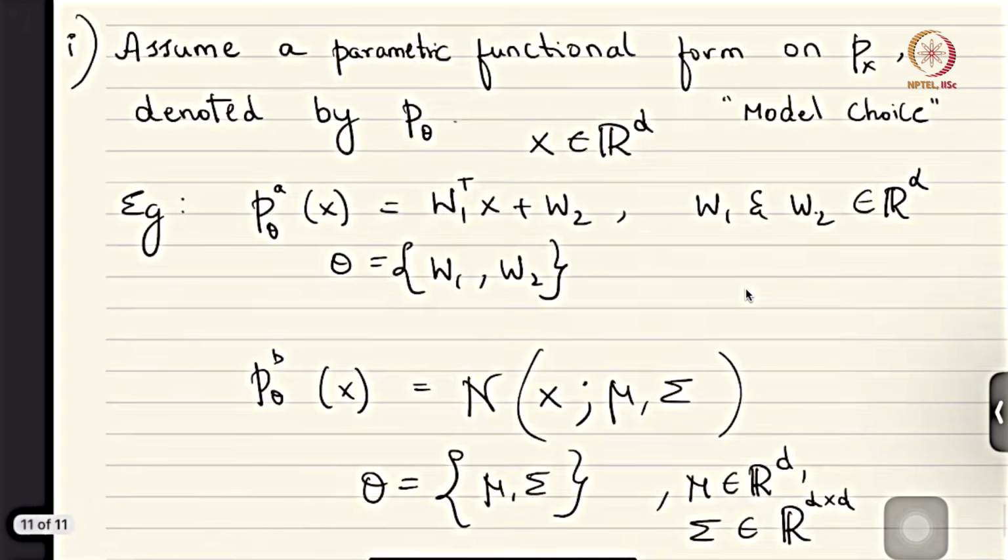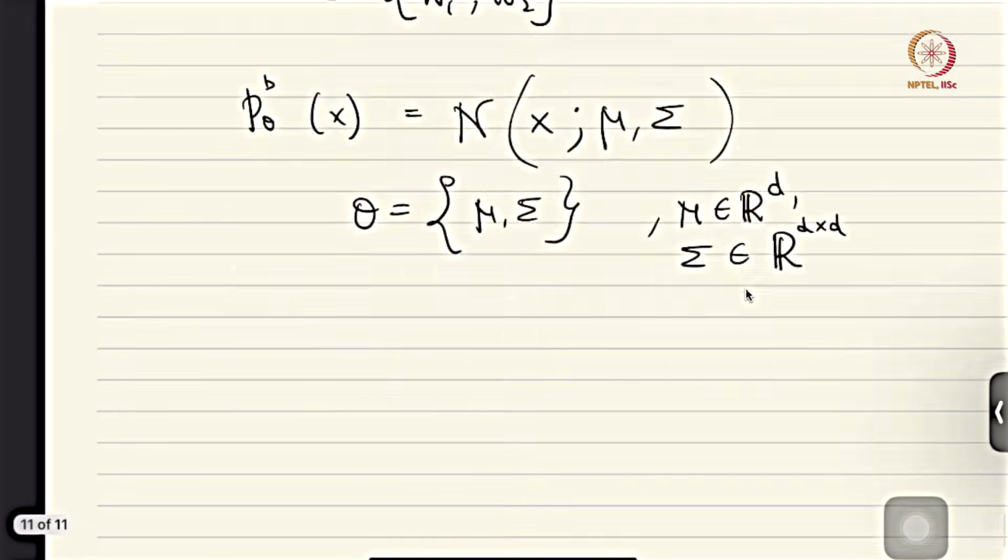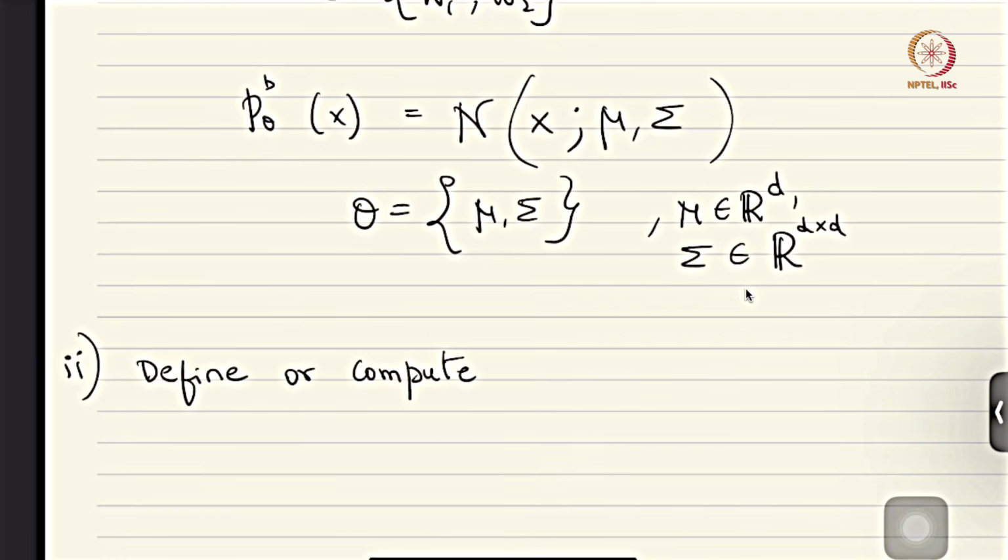Okay. Once you do this, what do you do? Having chosen a model, the next step is, what do you mean by that? Mathematically, I have not even talked about an algorithm. I am abstracting things out even at one level higher. Okay. The next thing to do is define or compute a distance metric, not define actually, you actually have to compute a distance metric between Px and p theta.